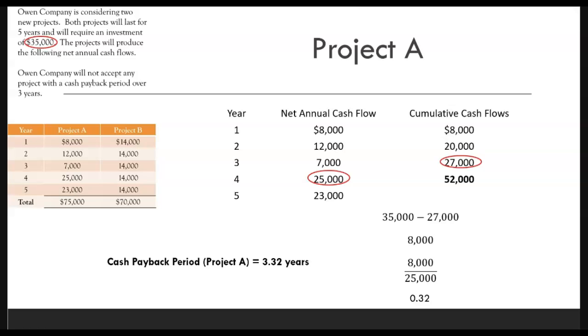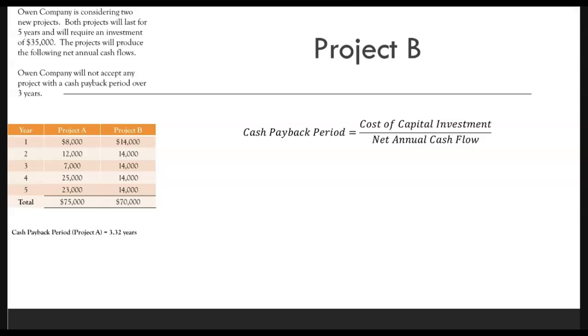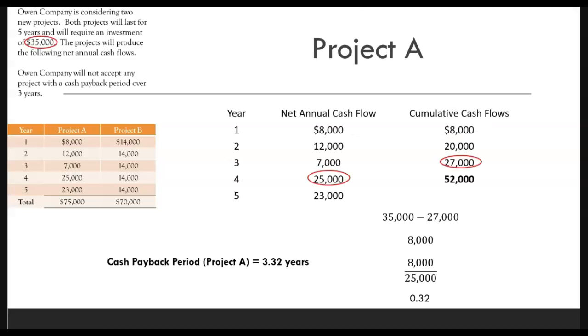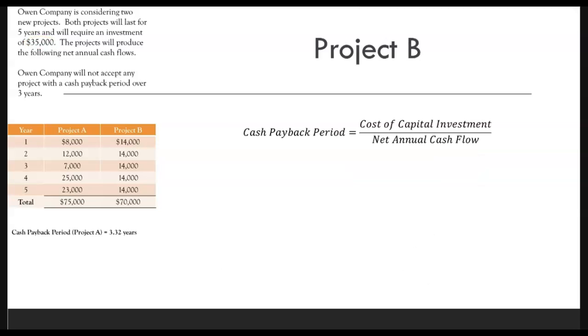So let's figure out if Project B is better. Project B has even cash flows. So we could still go through and make a table like we did here for Project B. But when we have even cash flows like this, when we have the same amount every single year, we can just use this formula of our cost of our capital investment divided by your net annual cash flows. It's going to make it way easier to find your payback period. So $35,000 for our initial investment divided by our net annual cash flows of this $14,000. And we see that our cash payback period is 2.5 years.